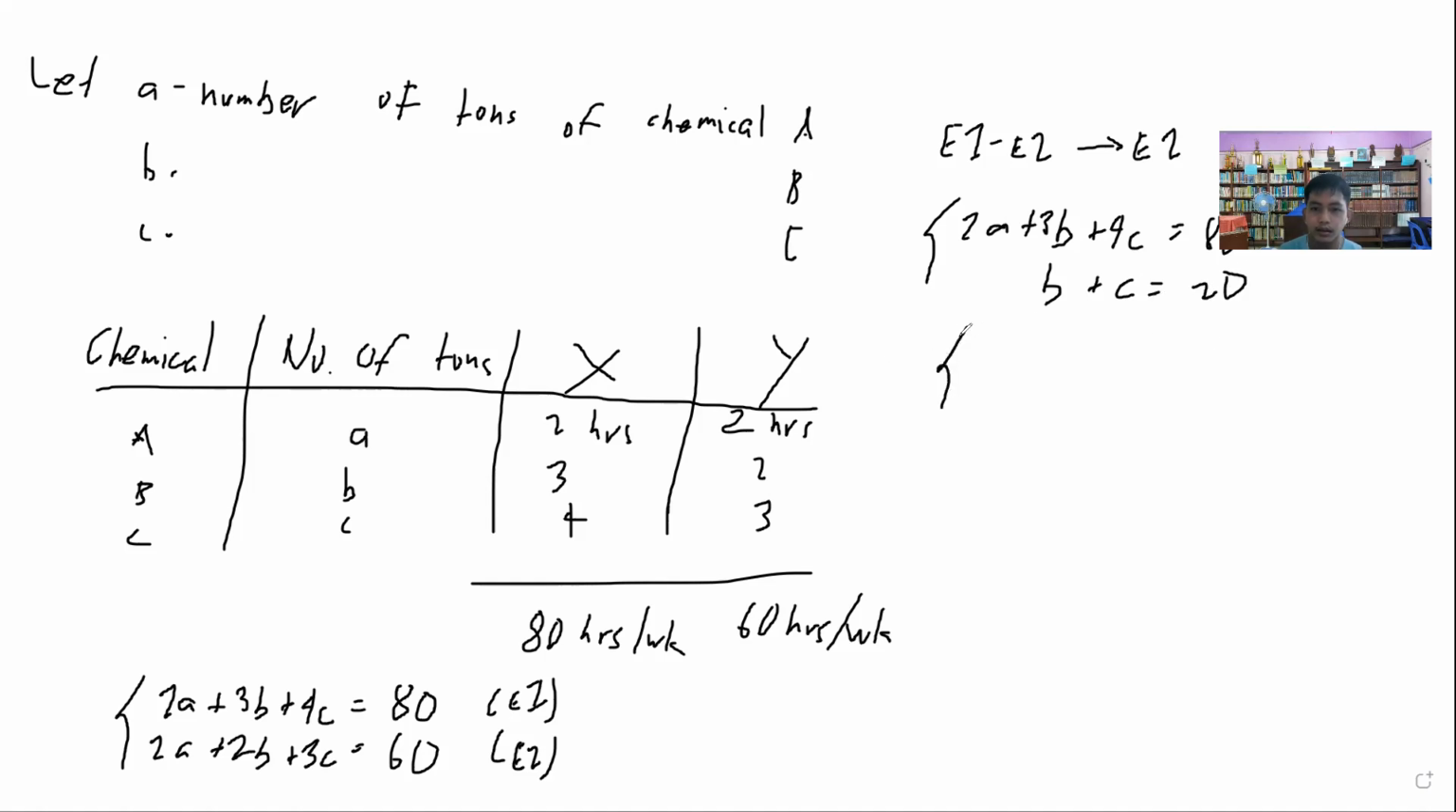So, yung B natin is equal to 20 minus C. Then, substitute natin ngayon dito sa E1. Meron tayong 2A plus 3 times 20 minus C.